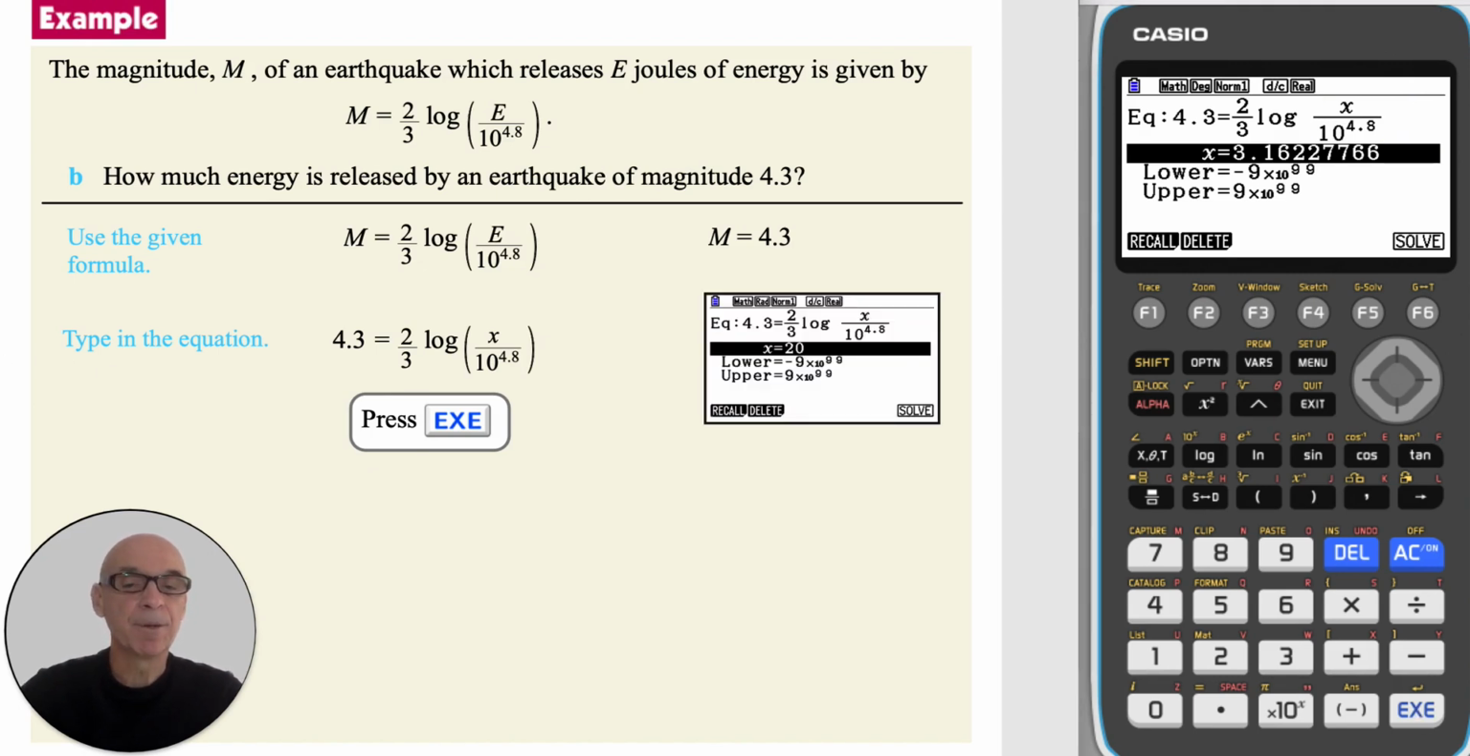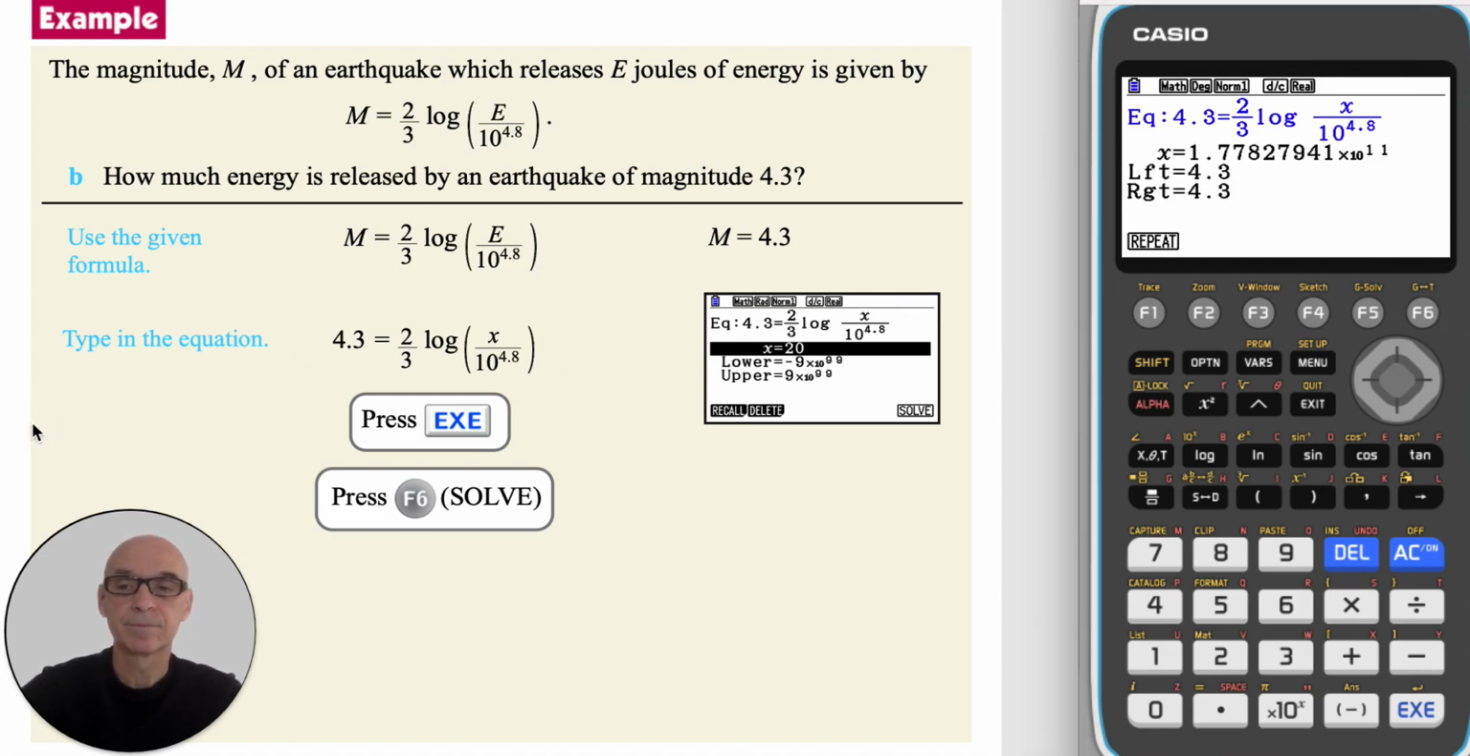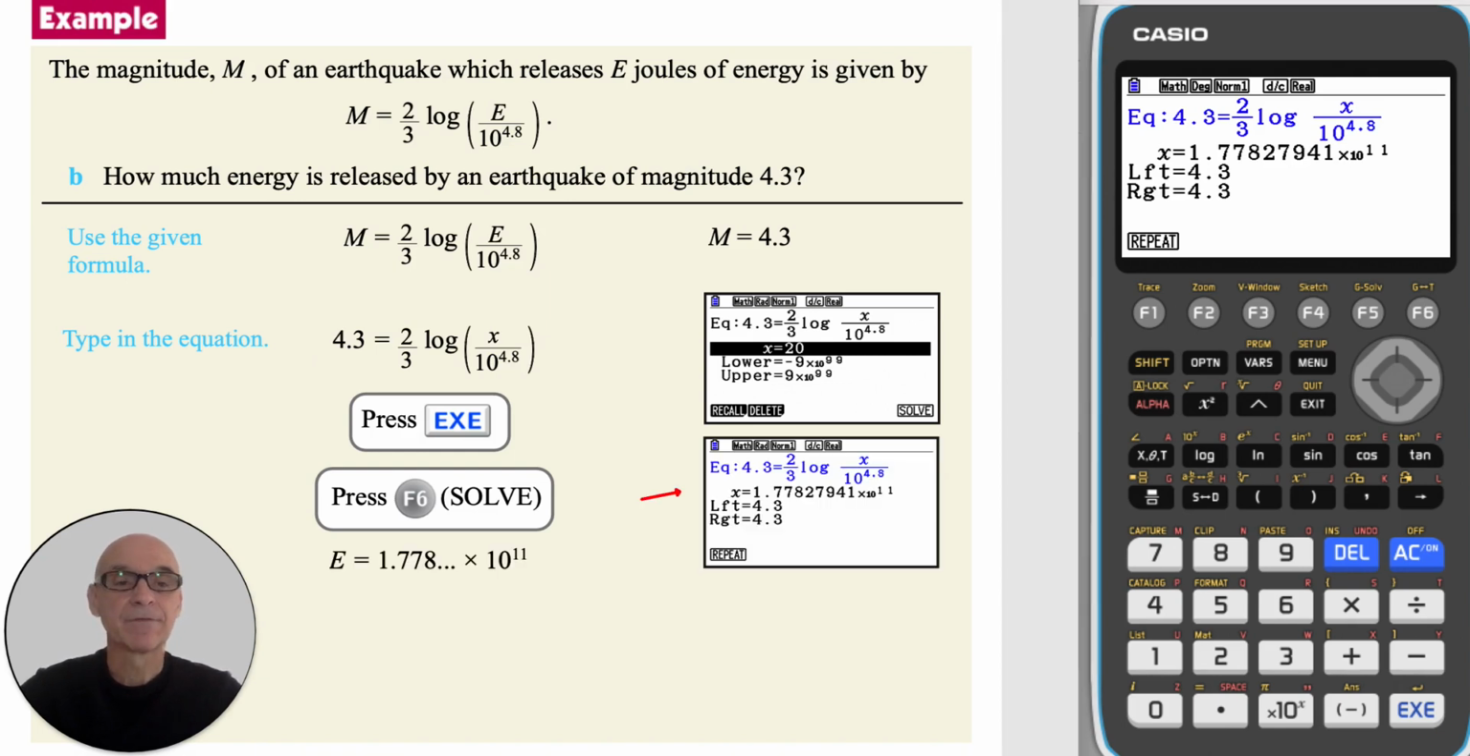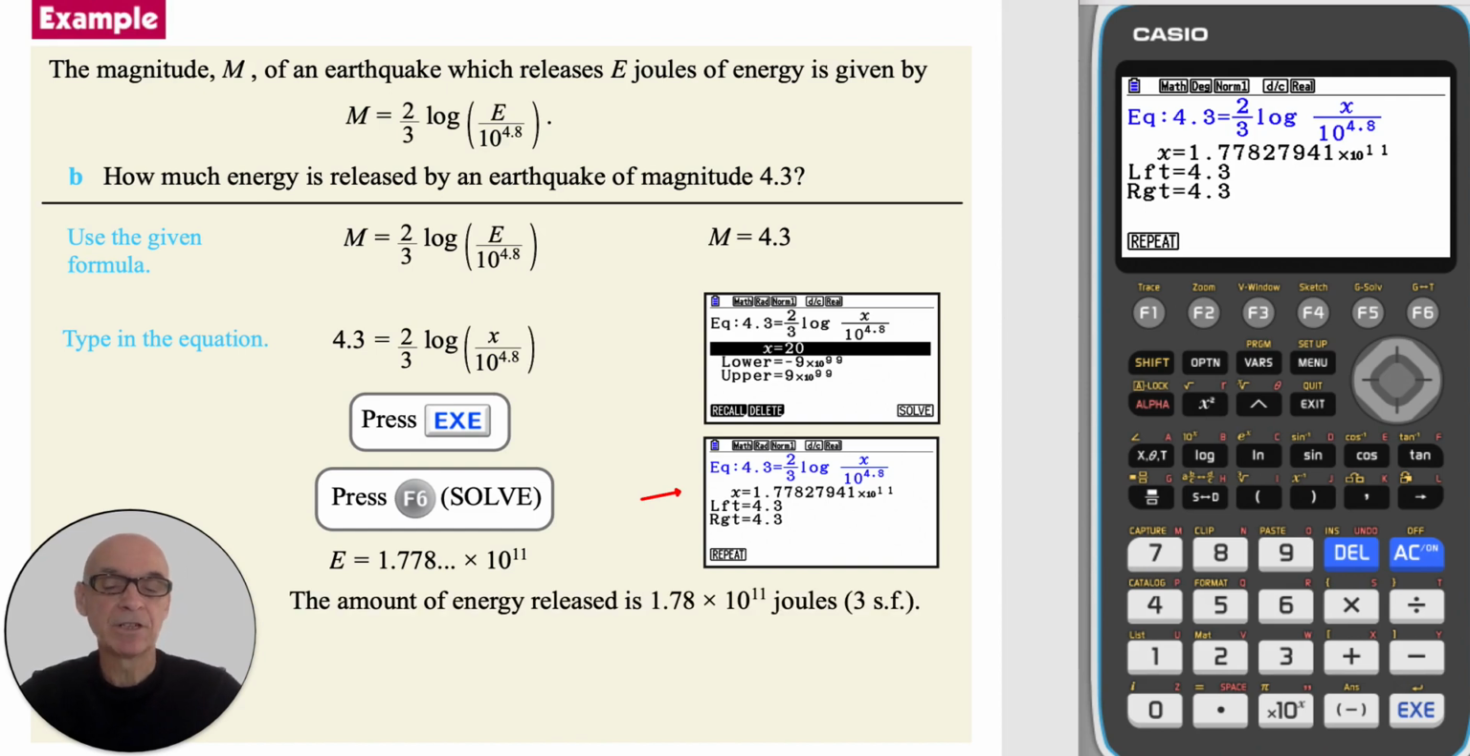Just note that the number next to x is not the solution to the equation, as we haven't pressed solve yet. Pressing F6 to solve the equation gives the value of x, or e in our case, as shown. So the amount of energy released is 1.78 times 10 to the power of 11 joules, correct to 3 significant figures.